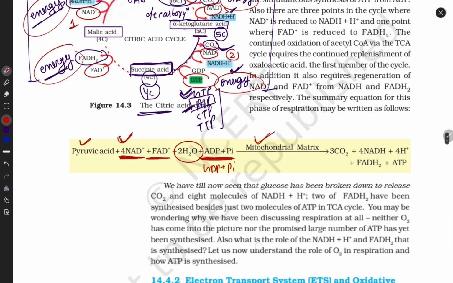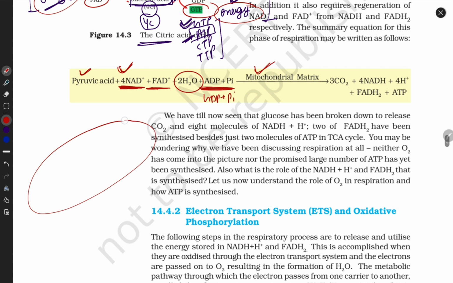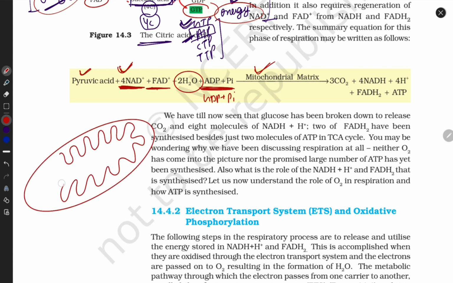Mitochondrial matrix. Look here, guys. This is the mitochondria outer membrane. This is the inner membrane of mitochondria. This is the cristae, F0 node, F1 particle. There is the F1 particle, and this is the F0 node. Yes, this is the matrix part.